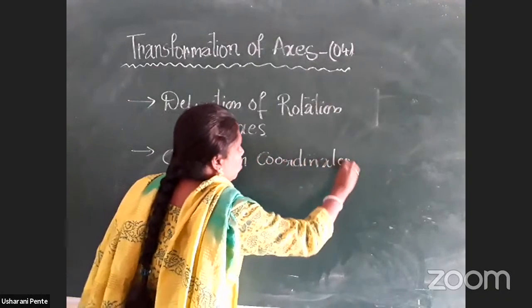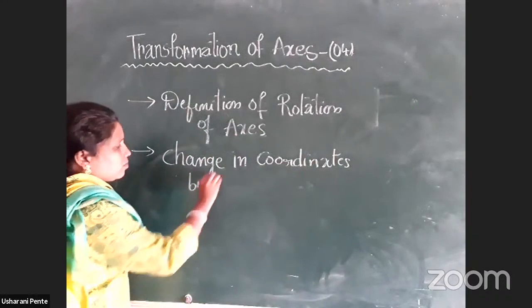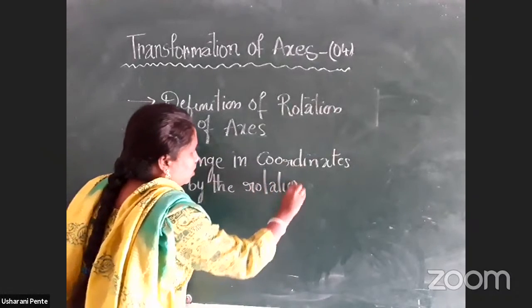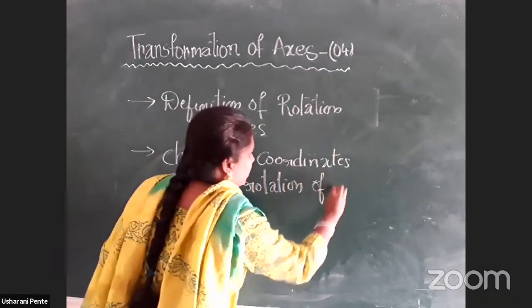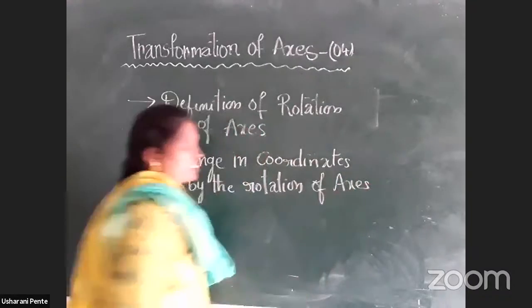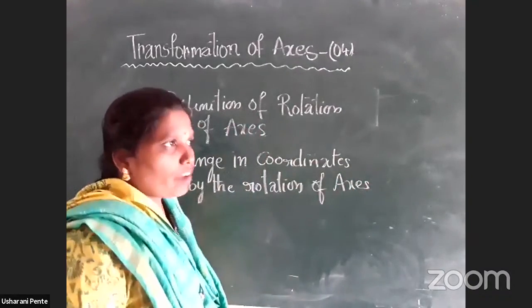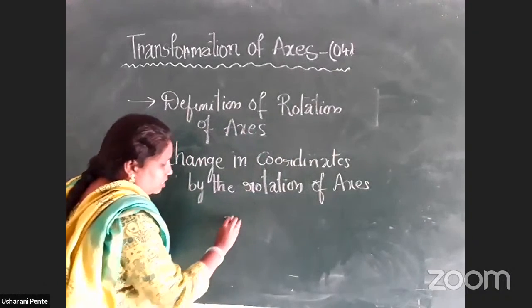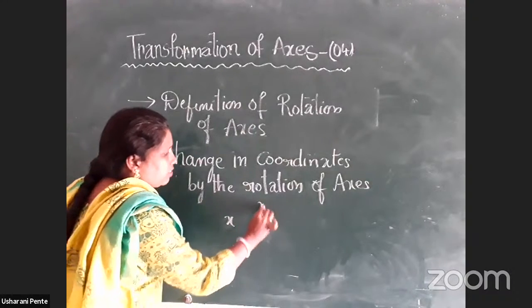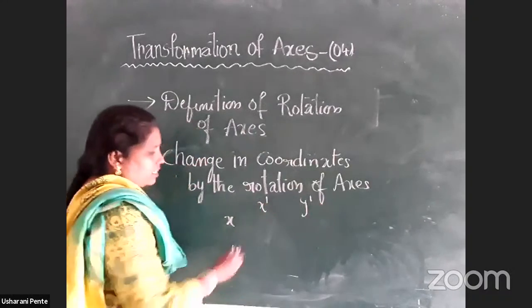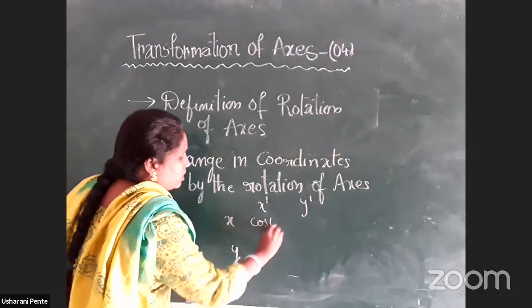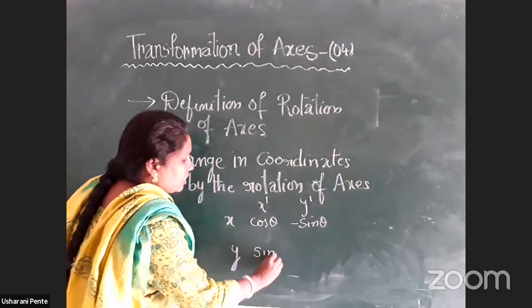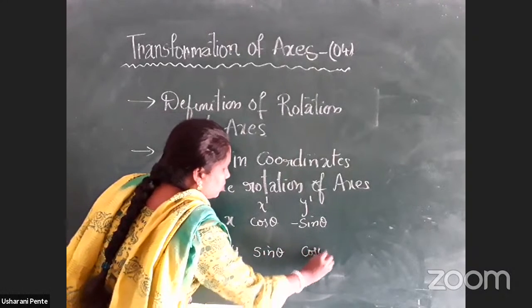Change in the coordinates by the rotation of axis. How the coordinates will change by the rotation of axis, and how we are able to find the coordinates. Yesterday we discussed x, y, and here we will take x dash and y dash. This is equal to cos theta, minus sin theta, sin theta, cos theta.